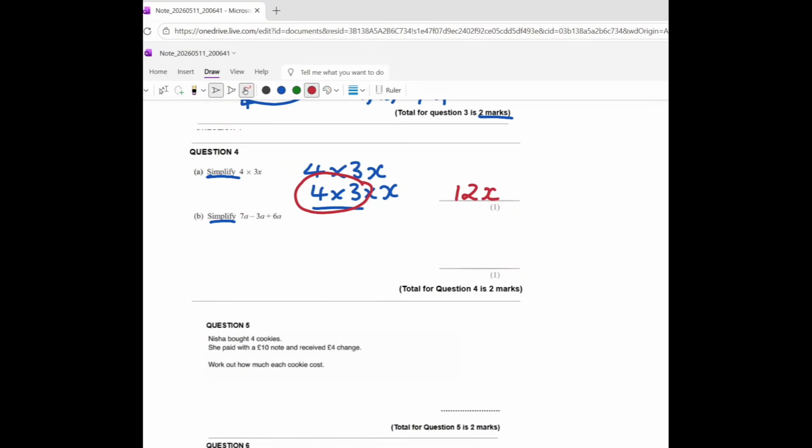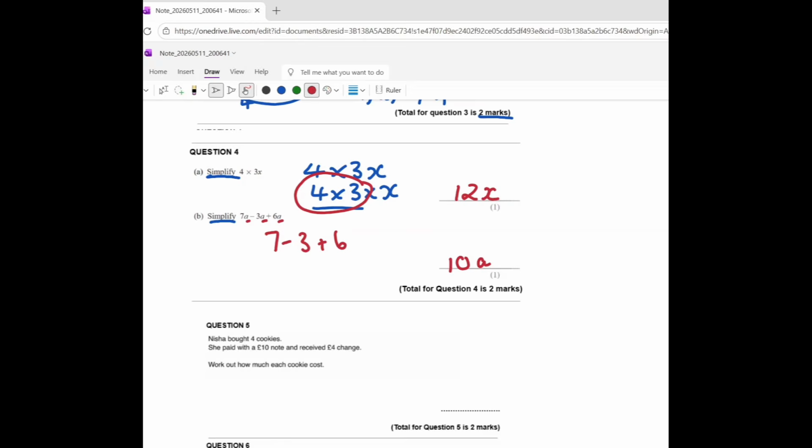Part B has asked me to simplify 7a minus 3a, add 6a. Nice and easy as they're all the same letter. 7 take away 3 is 4. Add 6 is going to give me 10. And it's 10a because we had a. We don't forget to put the a on, quite a common mistake that people often leave off. So 1 mark each for each of those.